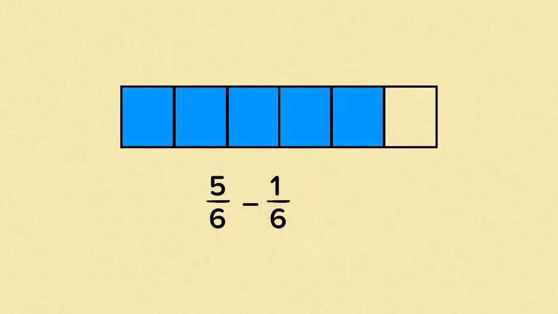Now let's look at subtraction. When subtracting 1/6 from 5/6, all we have to do is take away 1 from 5. This is because the denominators are the same. We get an answer of 4/6. This is represented by the model.